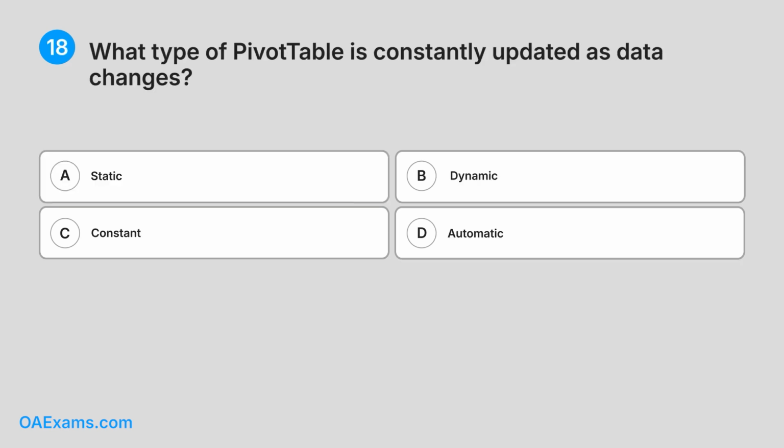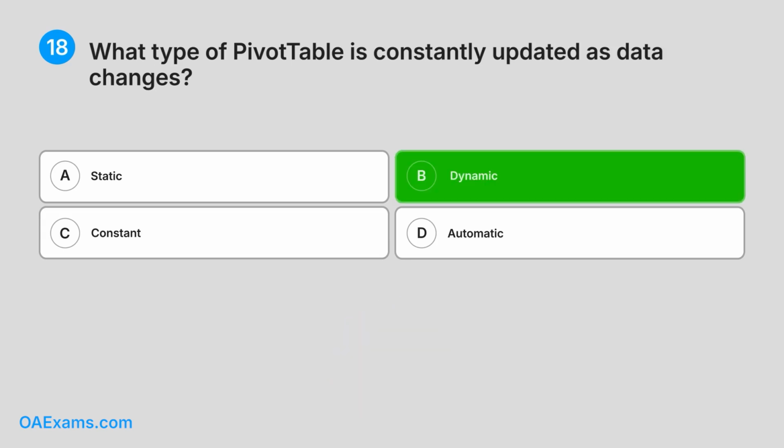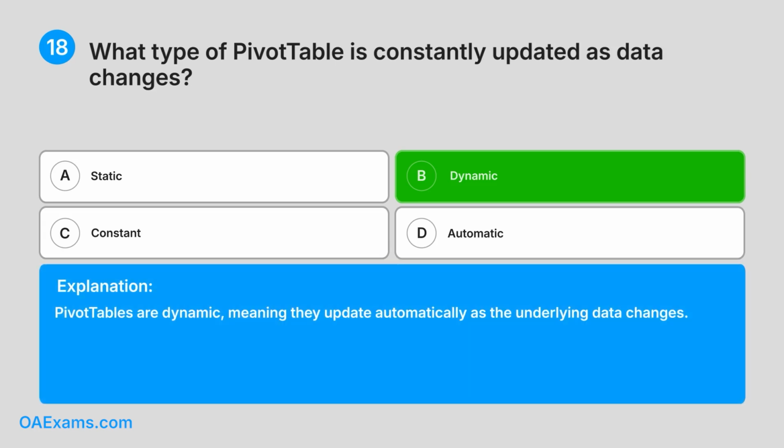18. What type of pivot table is constantly updated as data changes? A. Static. B. Dynamic. C. Constant. D. Automatic. Can you guess the answer? Correct answer: B. Dynamic. Explanation: Pivot tables are dynamic, meaning they update automatically as the underlying data changes.